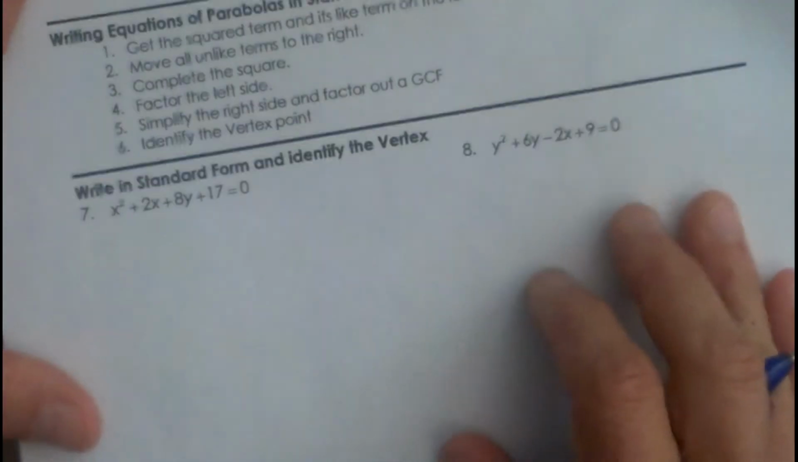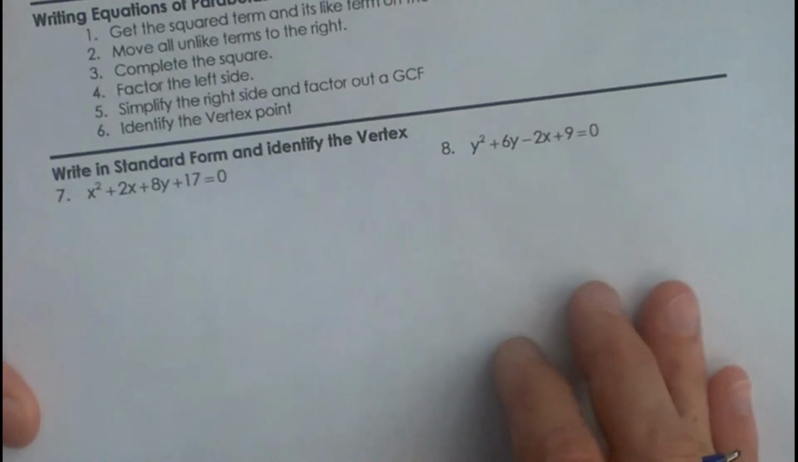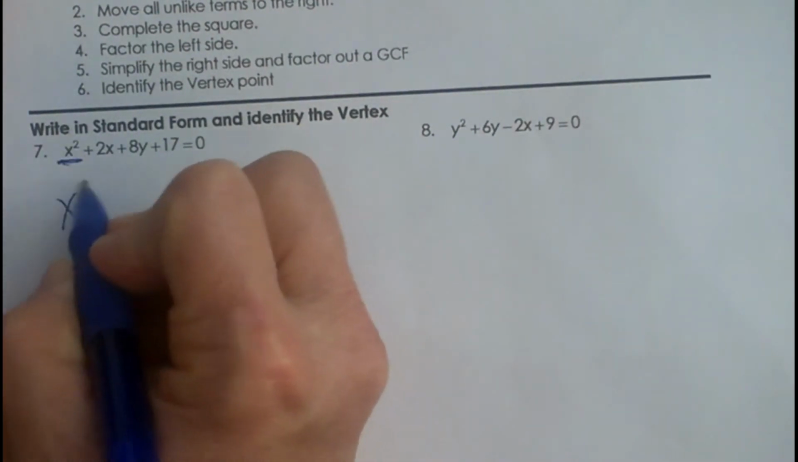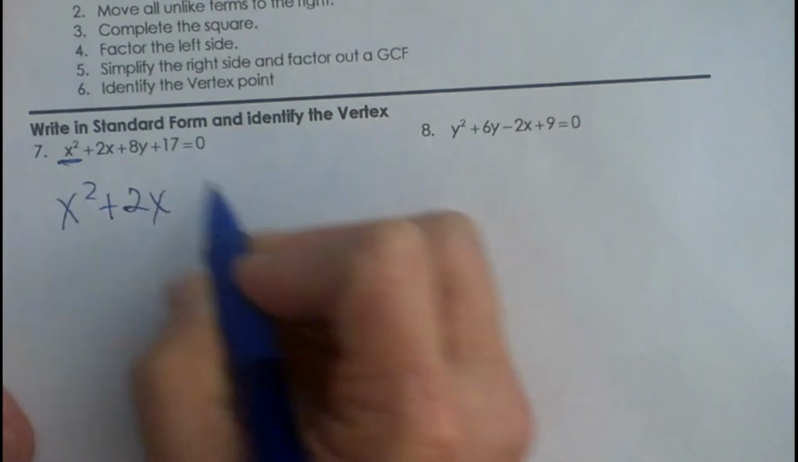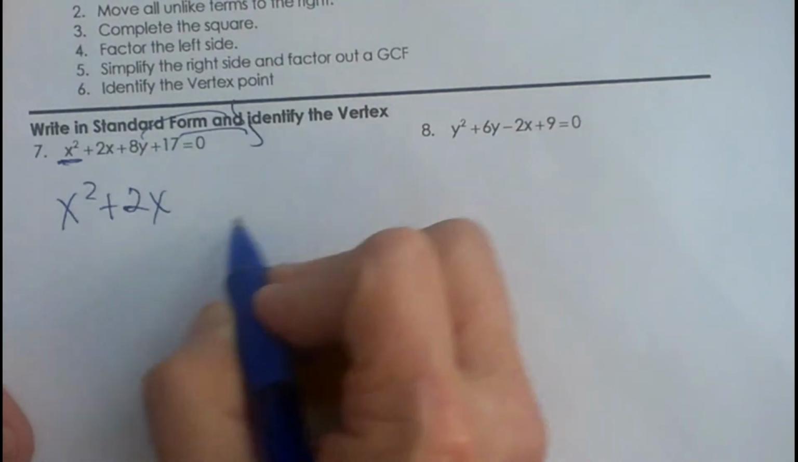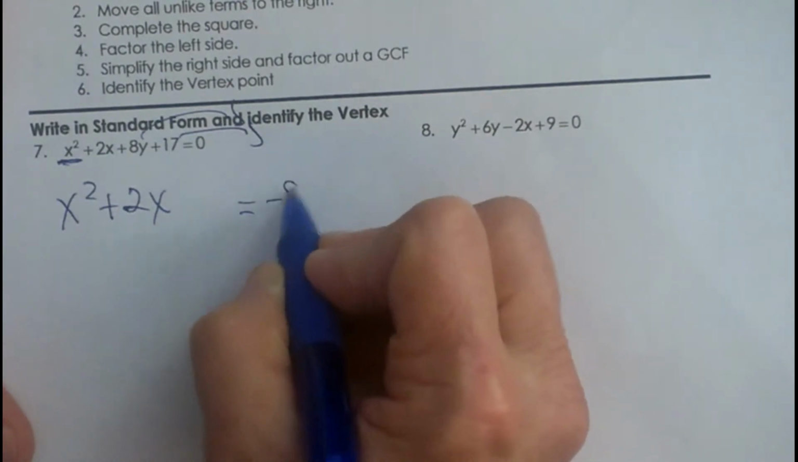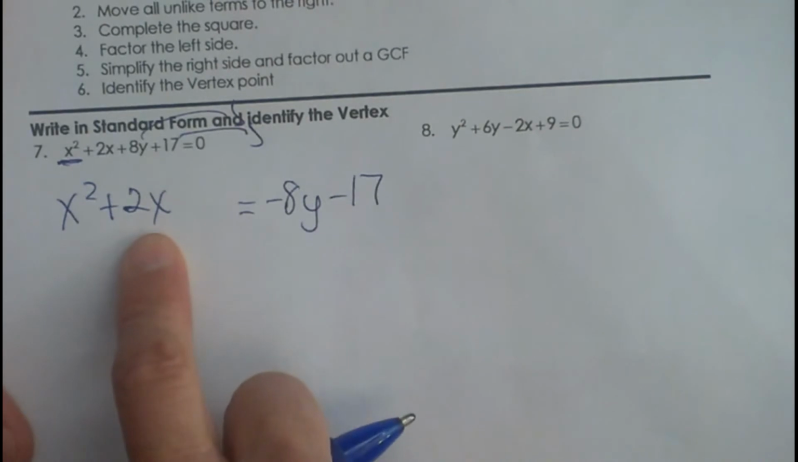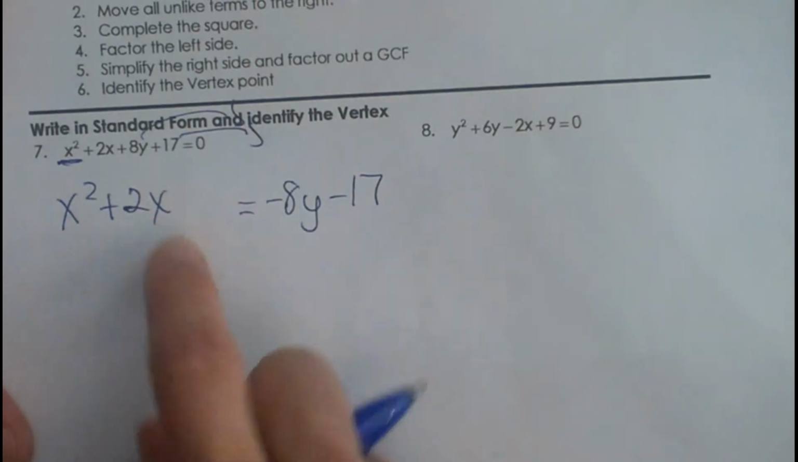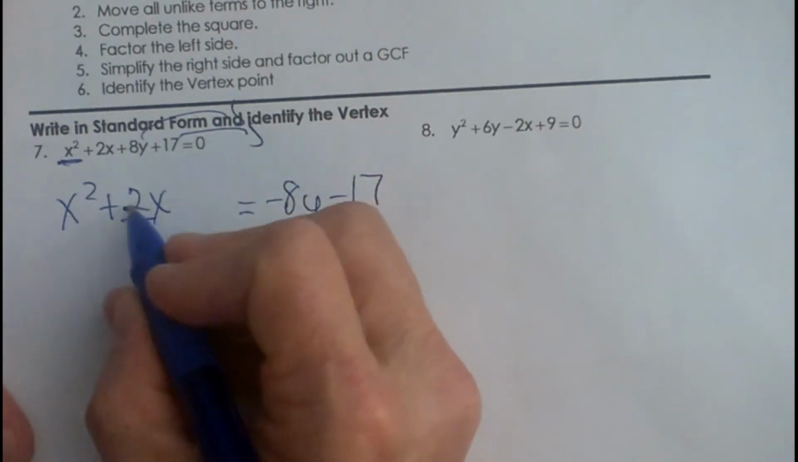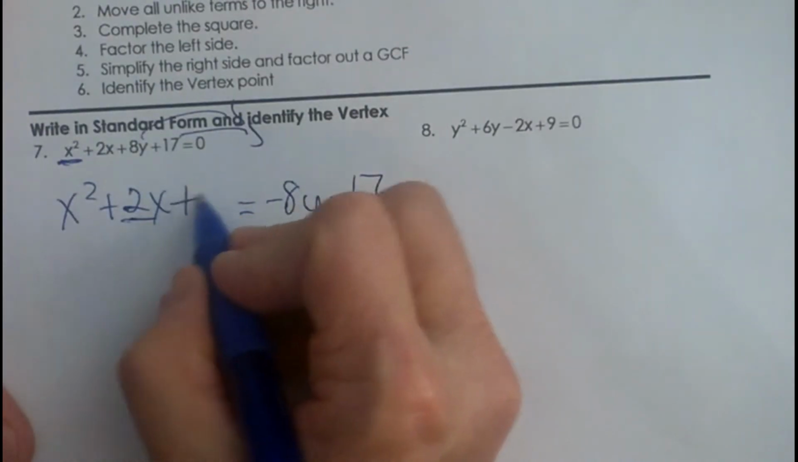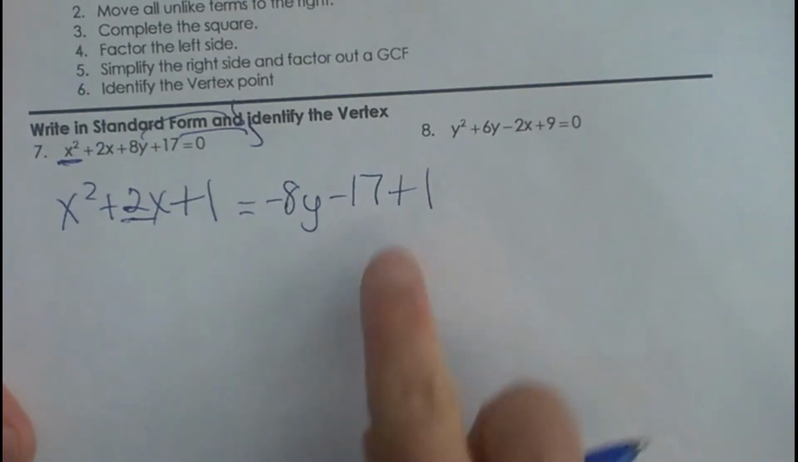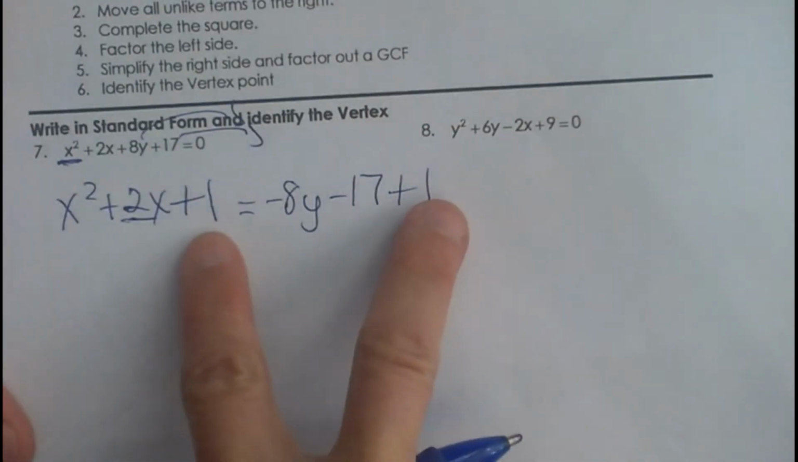Okay, so let's see what we're doing here. First thing we're going to do, since the x is squared, is get all the x squared terms on the left and move everything else across to the other side. So that's going to give me a negative 8y and a negative 17. Now I'm going to complete the square. So you're going to half the b term and square it. So half of 2 is 1, 1 squared is plus 1, but we can't add 1 to one side without adding 1 to the other side. So we added 1 to both sides.